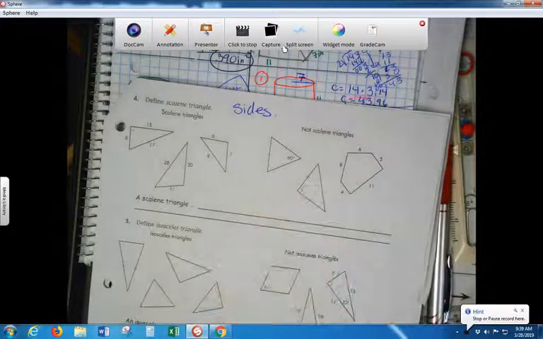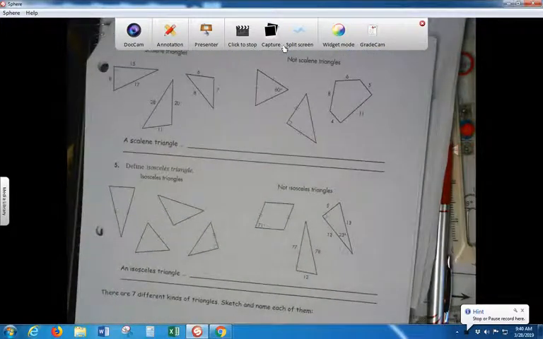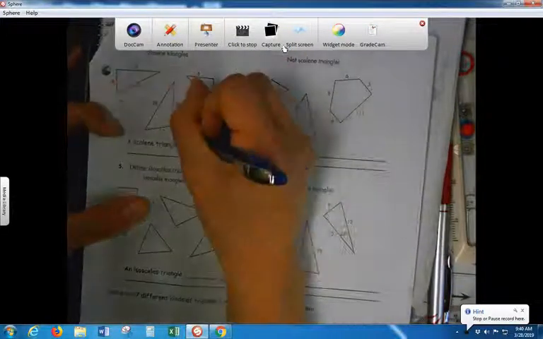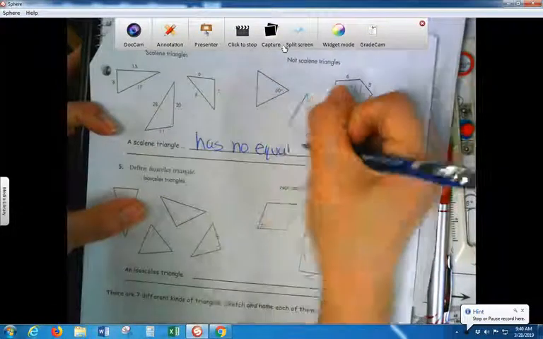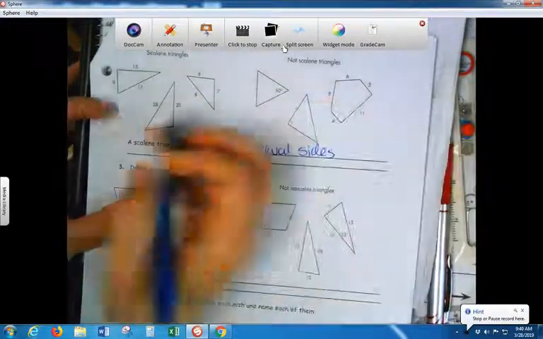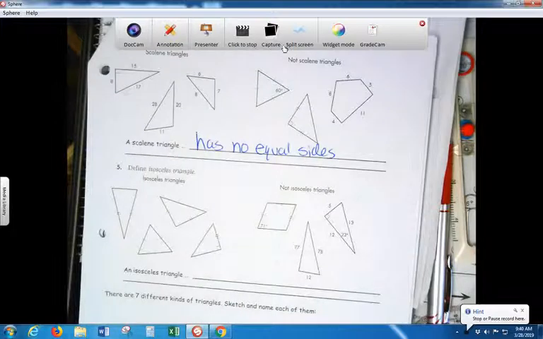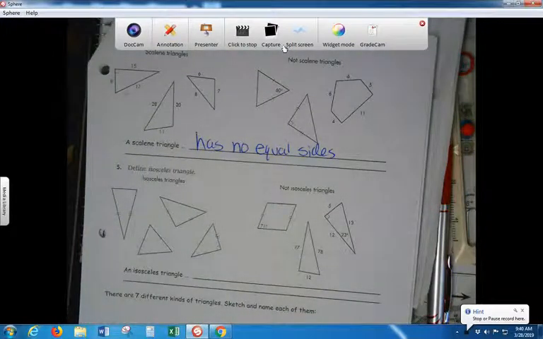Okay, raise your hand if you can define a scalene triangle. Joe? Not quite. Angel? Yes, I know what you mean. I need a little bit more detail. Jesus? Triangle that has no equal sides. Perfect. A scalene triangle has no equal sides. They have numbers, right, Angel? But none of the numbers match. None of the numbers are equal.